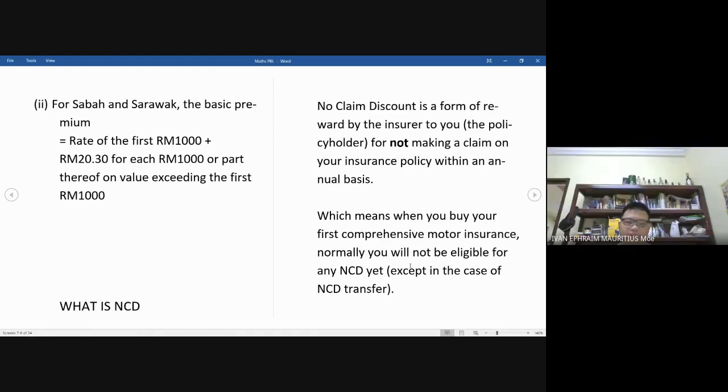Now I'm going to be explaining about what is NCD. No claim discount is a form of reward by the insurer to you, also known as the policyholder, for not making a claim on your insurance policy within an annual basis. Which means when you buy your first comprehensive motor insurance, normally you would not be eligible for any NCD yet, except in the case of NCD transfer.